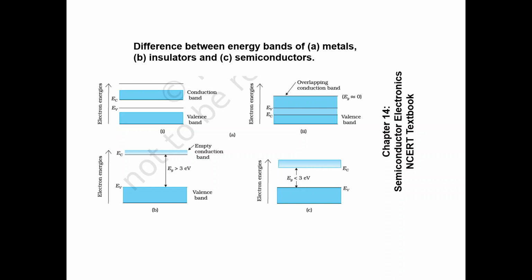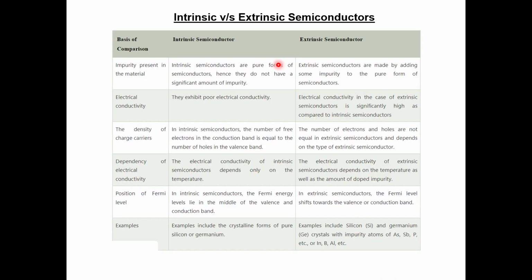The first and second are the metals, where we can see that there is not much energy gap between the conduction band and the valence band. Eg is nearly equal to 0. But when the band gap is greater than 3 electron volt and the conduction band is nearly empty, then they are called insulators, in layman's language. And when the energy gap between the conduction band and the valence band is less than 3 electron volt, that means the electron can hop over to the conduction band, not like in metals, but they can, then they are called semiconductors.